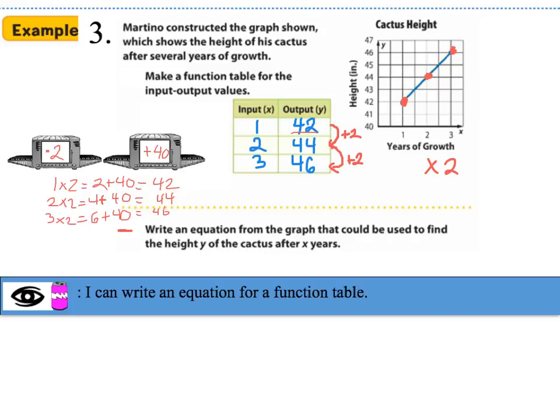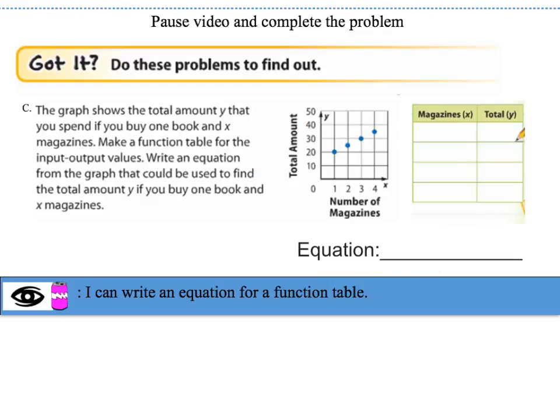So what happens if I have an unknown number for my input? If I take that unknown number and say x times 2, I get 2x. Then we need to add 40 to that, and that will get me my next y value. So my equation for this would be y is equal to 2x plus 40. So pause the video and complete this guided problem, and we'll discuss this answer in class tomorrow.